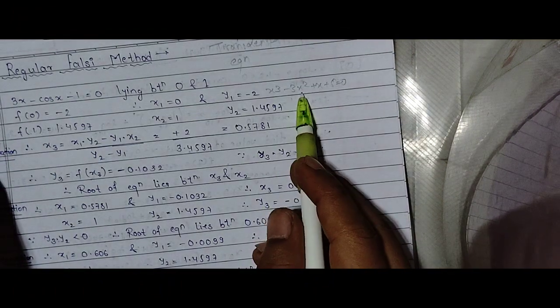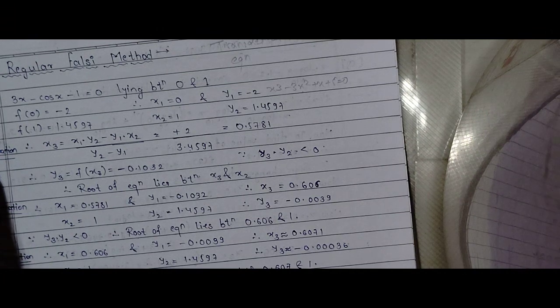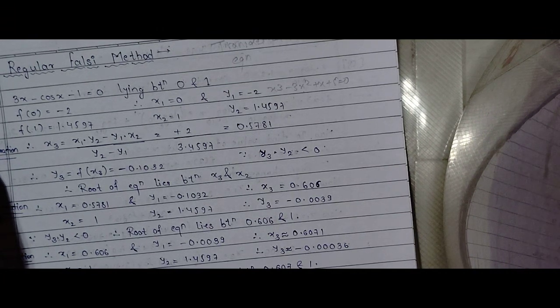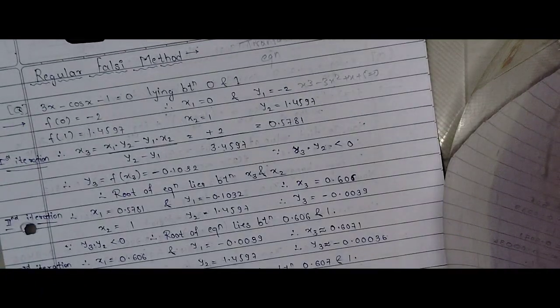So if that type of variable comes in a given question, that question is called a transcendental equation. And to solve a transcendental equation we have to use these 2 methods, that is regular FALSI method and Newton-Raphson method. Please note that regular FALSI and Newton-Raphson methods are used to deal with transcendental equations. So now let us start.